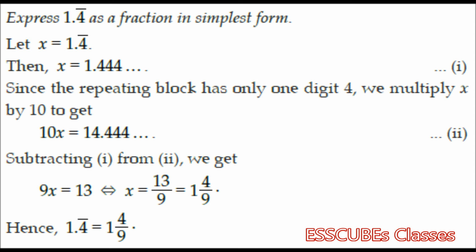It is 1.444. Let me call this x and give it equation number 1. Since 4 is the single digit which goes on repeating, I again multiply with 10. So it becomes 10x is equal to 14.44. And then I subtract equation number 1 from 2. What do I get? 9x is equal to 13. So we can write x equals 13 by 9, or simply 1 and 4 by 9. Thus 1.4 bar can be represented as 1 and 4 by 9. Is that understood?